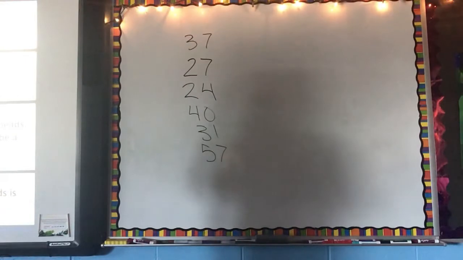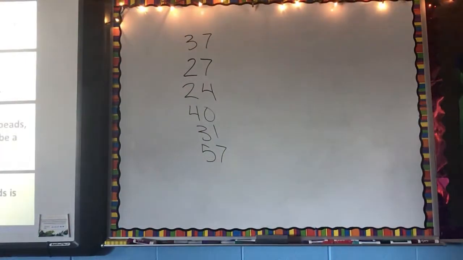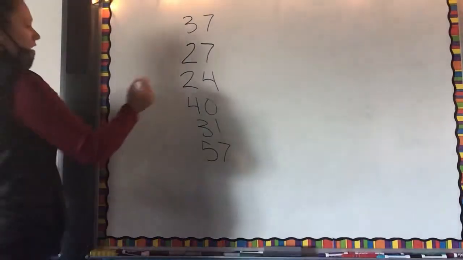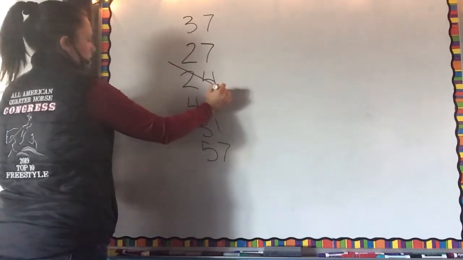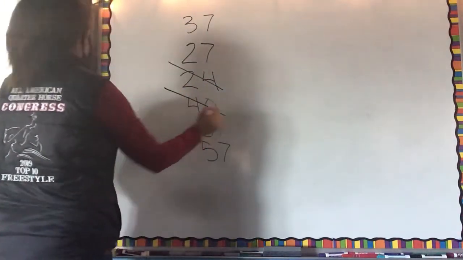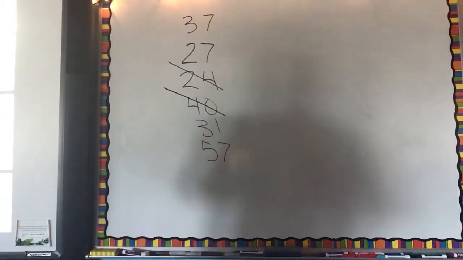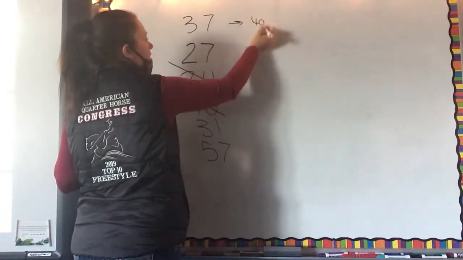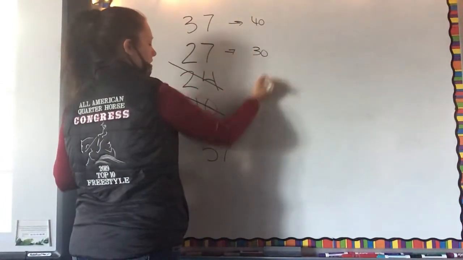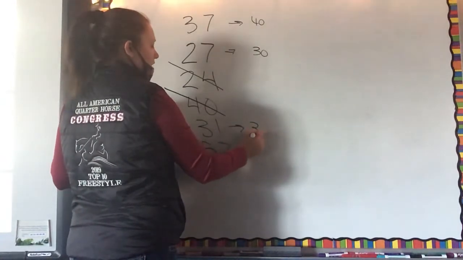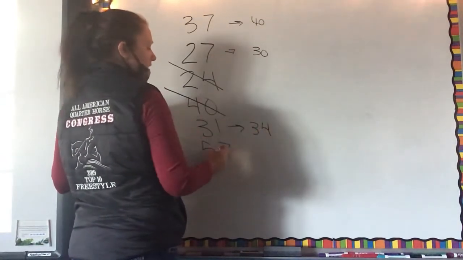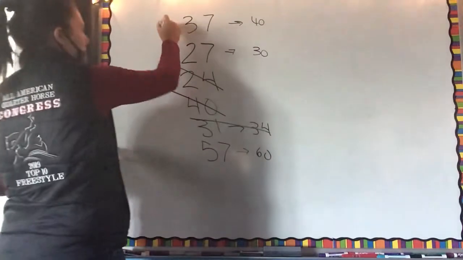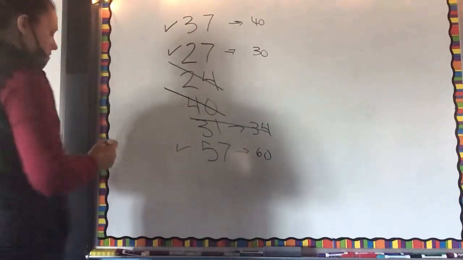So, are all of these two-digit numbers? Yes. Are they all odd? Is 40 odd? Are all of them, if they had three more, would be a multiple of 10? So three more, this would be 40. That's a multiple of 10. Three more, that would be 30. Three more, that would be 34. Is that a multiple of 10? No. And then three more, that would be 60. Does that one work? So we've got three up here that fit our clues.